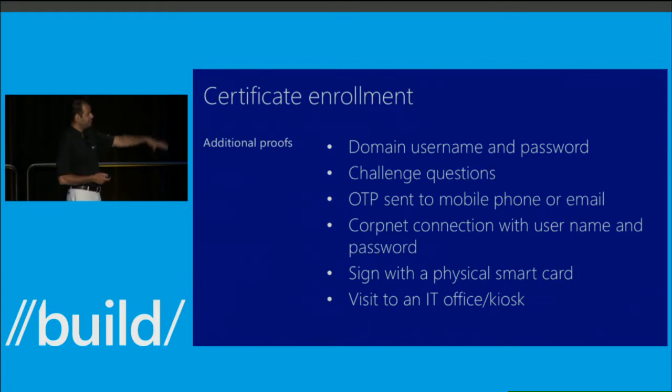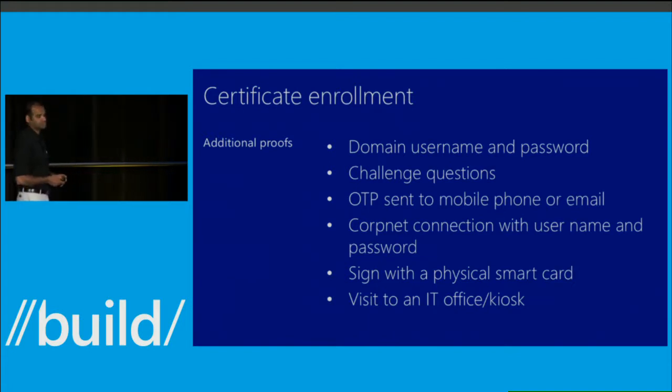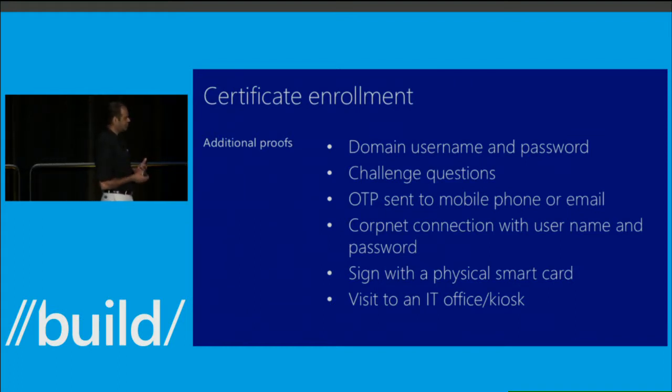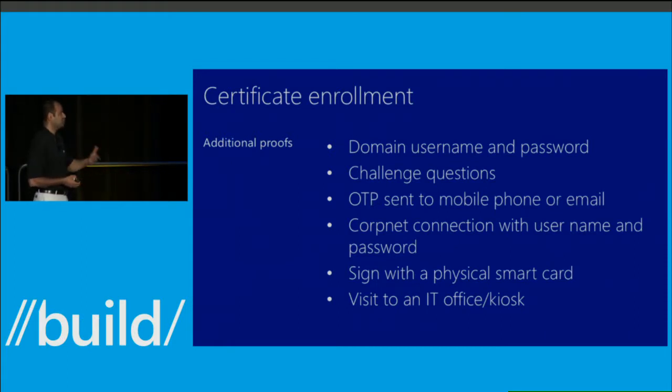So these are some of the ways where you can have additional proofs when you do certificate enrollment. It's an important aspect. You should always consider what's at risk, what the security requirements are, and then appropriately pick one. Maybe there are more options, more ways to do additional proofing, but these are just a sample list.